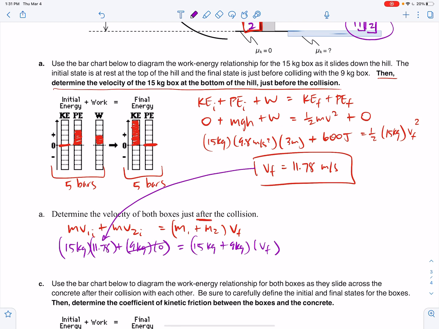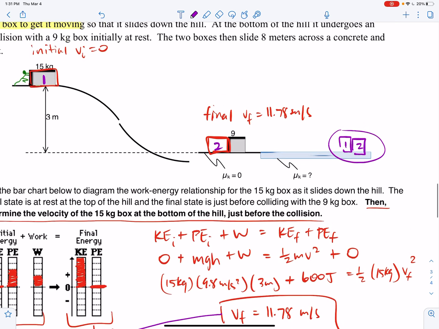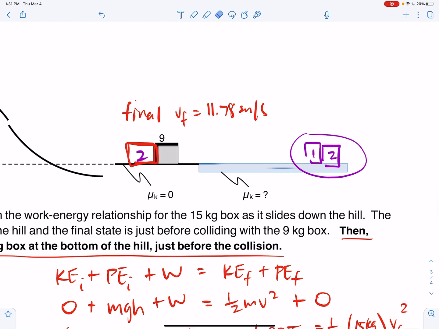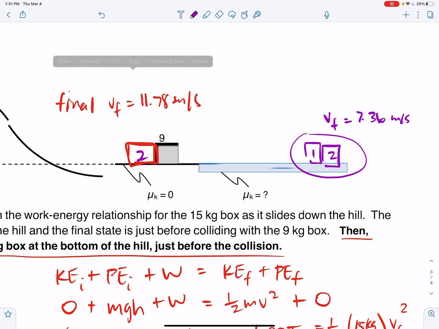Okay, so we can see that this part goes away because the second box has no initial momentum. And so solving for that final velocity, 7.36 meters per second. This is at the end of the sidewalk, right? So over here, this velocity now at this moment is 7.36 meters per second. That's for both boxes because they're moving together. And I'm going to slide this description just to the left a little bit because that's just true for this box here.